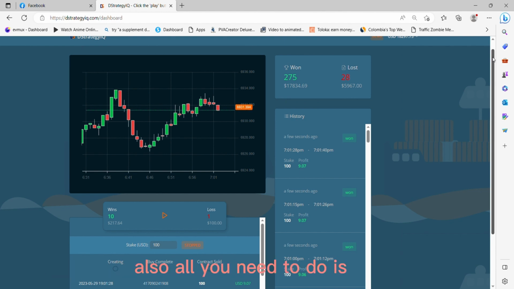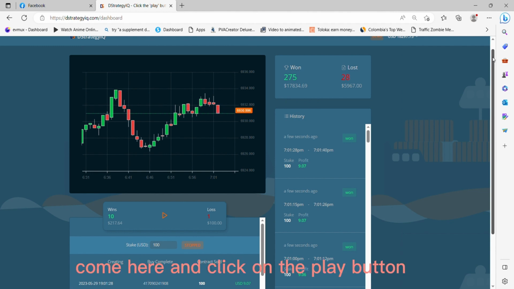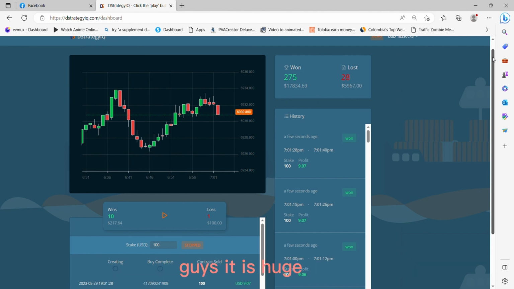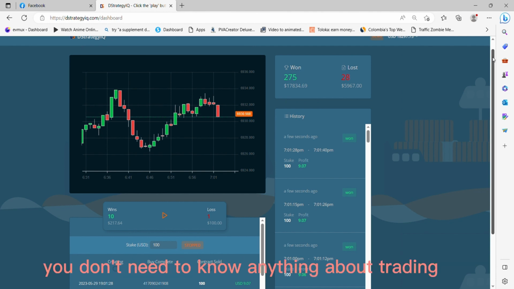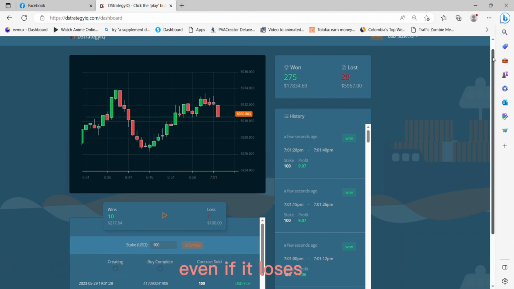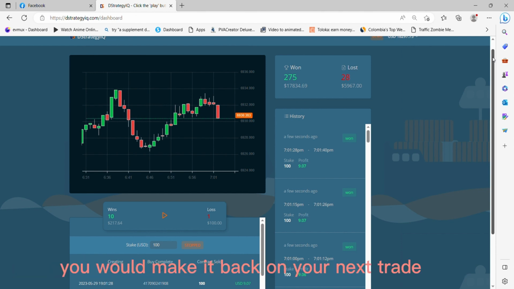All you need to do is, when you get the Telegram notification, come here and click on the play button. You really don't need to know how to trade. Guys, this is huge. You don't need to know anything about trading. Just click the play button and you start making money. Even if it loses, you would make it back on your next trade.